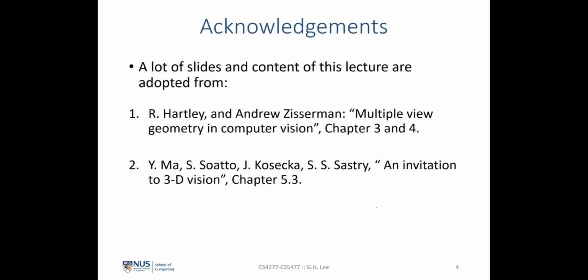Of course, I didn't invent any of today's material. I took most of the slides and the content of today's lecture from the textbook written by Richard Hartley and Andrew Zisserman, Multiple View Geometry in Computer Vision, in particular, chapters 3 and 4. And I also took some of the materials from the textbook written by Ma Yi, An Invitation to 3D Vision, in particular, chapter 5.3.